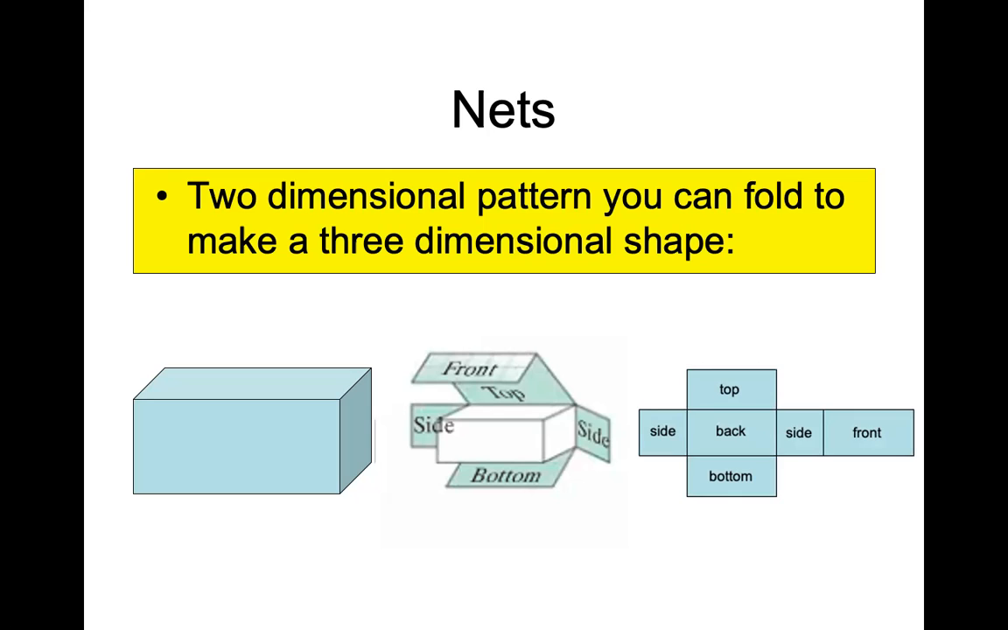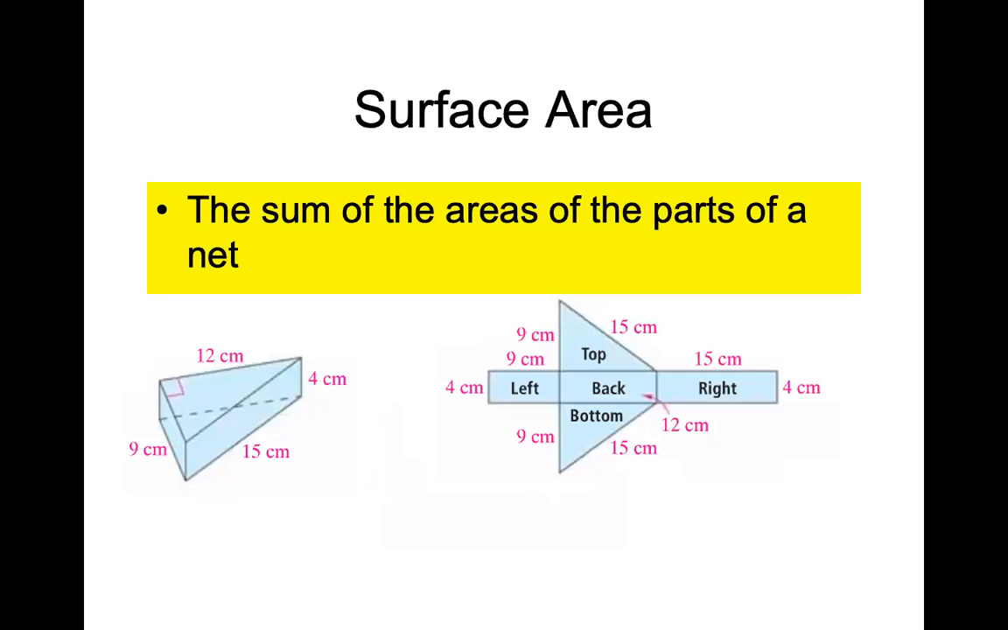Now, if we were to take this net and place dimensions for each one of those sides, here's a triangular prism, we could actually calculate, by a very long method, the surface area of it simply by calculating the area of each one of these, in this case, 5 shapes for the triangular prism. Boy, that sounds like a lot of work.